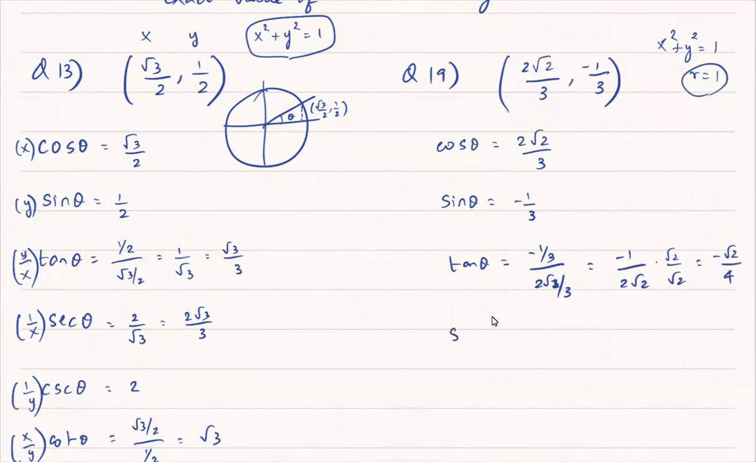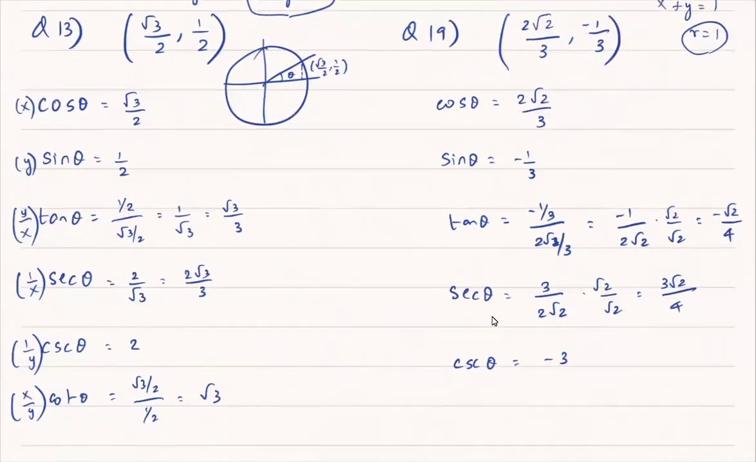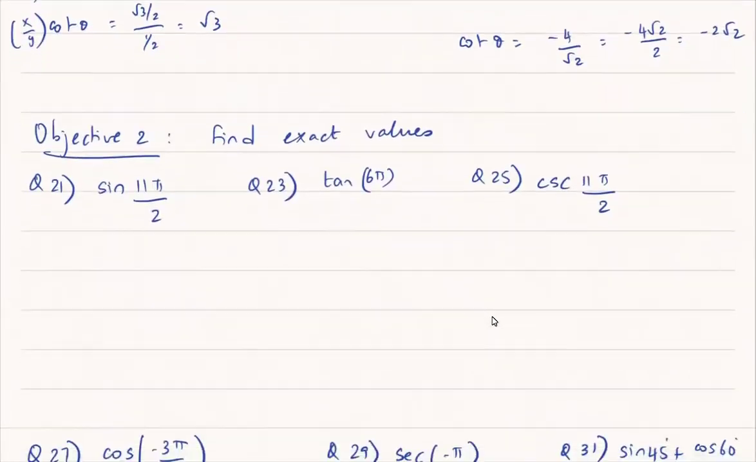Then secant is 1 over x. So 3 over 2 root 2. Again, multiply, divide by root 2. You get 3 root 2 over 4. Cosecant is 1 over negative 1/3. So that is negative 3. Cotangent is negative 4 over root 2, which is negative 4 root 2 over 2, which is negative 2 root 2. Okay, so that's the first objective.